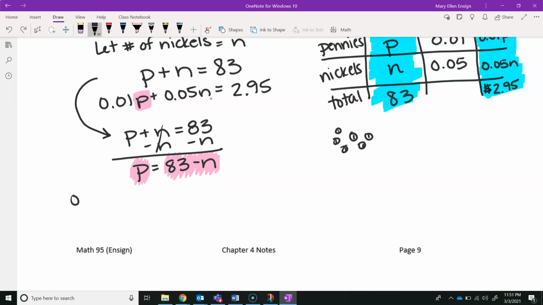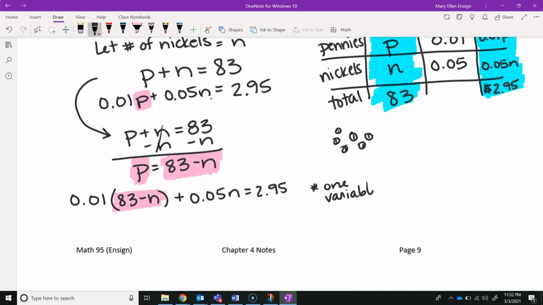So I will keep doing that again. Move back to my pen. 0.01 instead of p, I put 83 minus n. Okay, again, just using the color coding to remind you that everything in pink is the substitution. And if that helps you, feel free to do that on your paper, for the homework and the test also. And if it doesn't help you, that's totally fine. You don't have to do it. Okay, so 0.01 instead of p, I put 83 minus n, and then 0.05n equals 2.95. Again, at this point, we are down to one variable, which is good because then I can solve it.